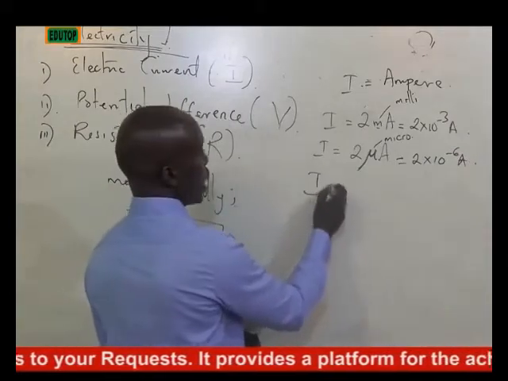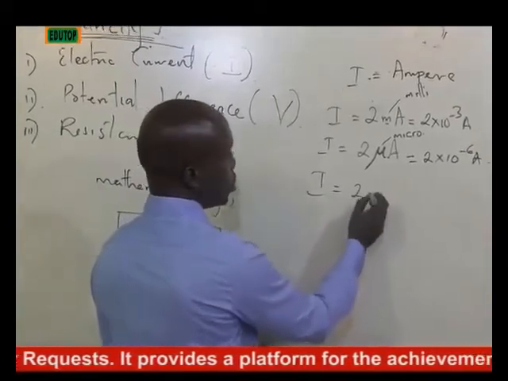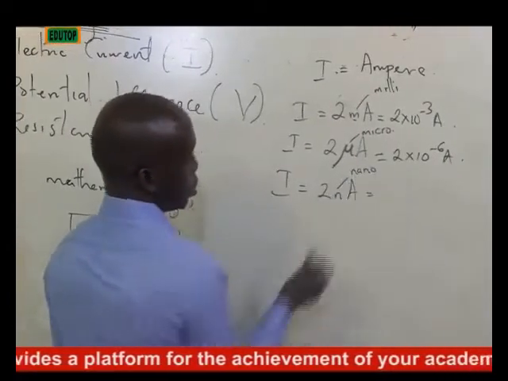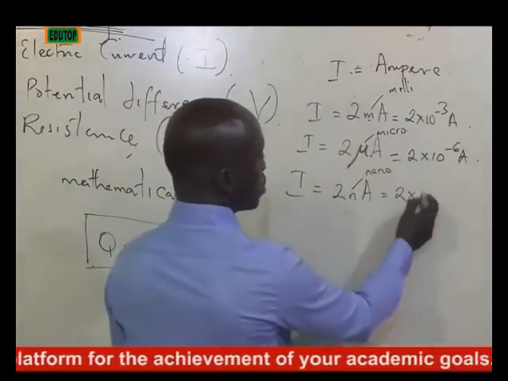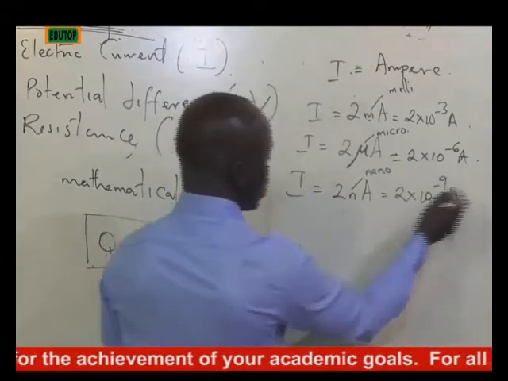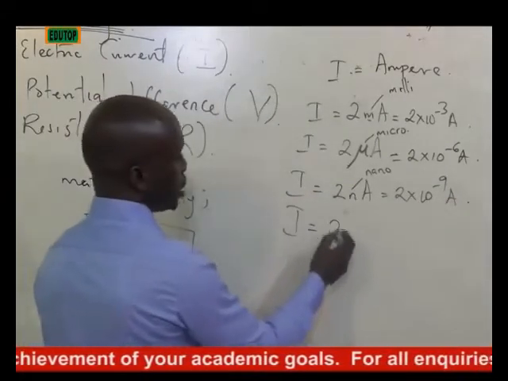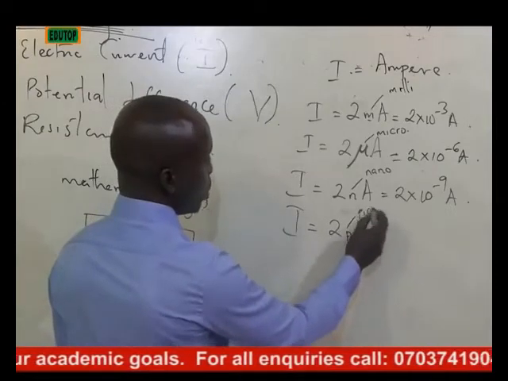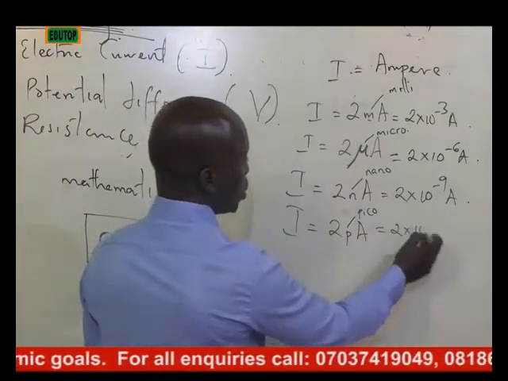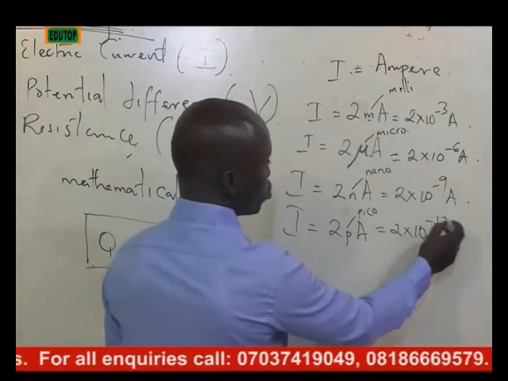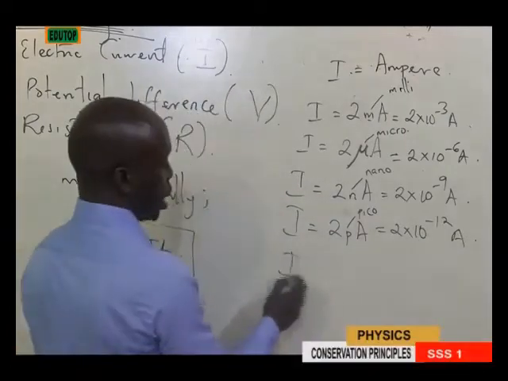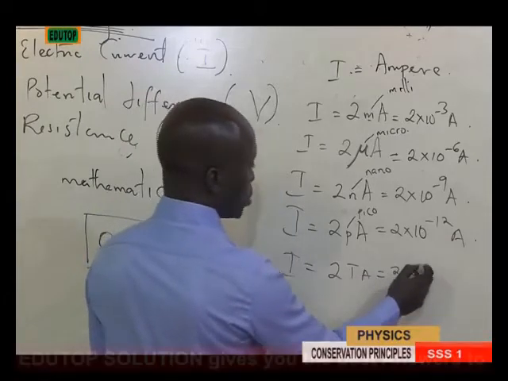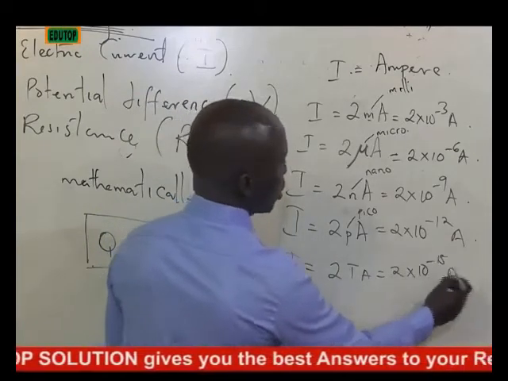Now if you still go further, you can have it as 2 nanoamps. This is known as nano. Your nano could be expressed as 2 exponential minus 9 amps. You could still go further by saying it is 2 picoamps. This p here means pico, which will be given as 2 times 10 raised to the power minus 12 amps. If you still want to go further, you can have it as 2 femtoamps, which is 2 exponential minus 15 amps.